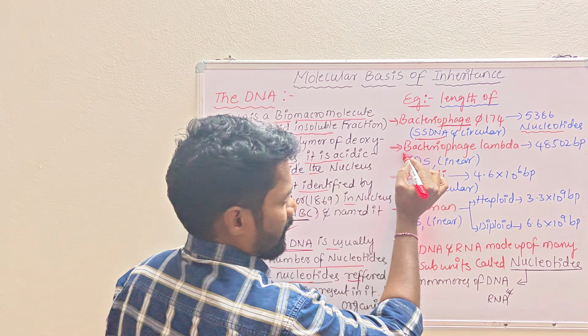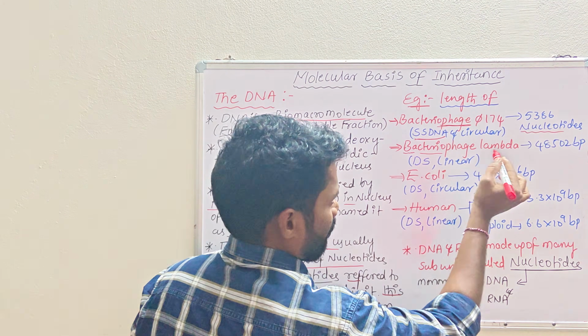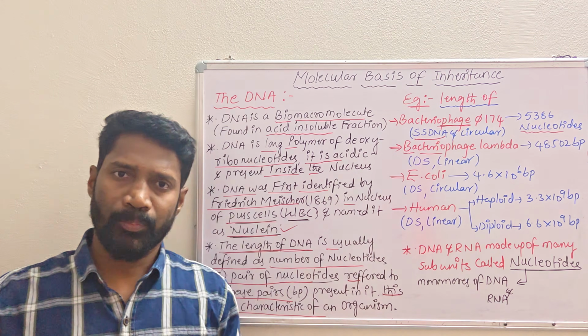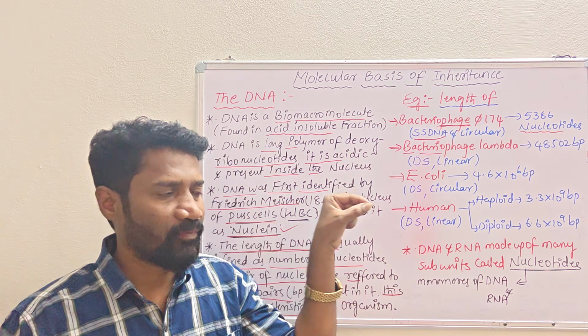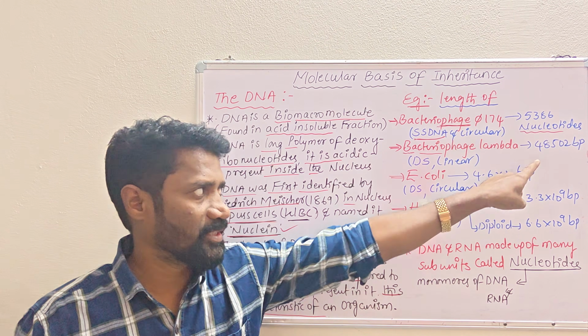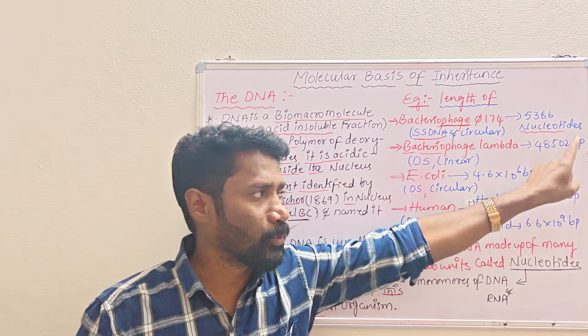Next, it is also one type of virus, bacteriophage lambda. Bacteriophage lambda is also one type of virus. In this, what is the length of the DNA? See here, 48502 base pairs.